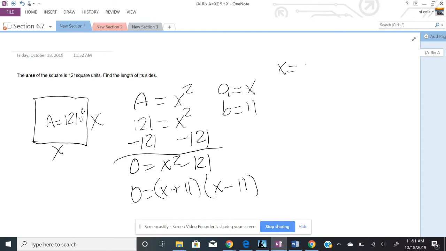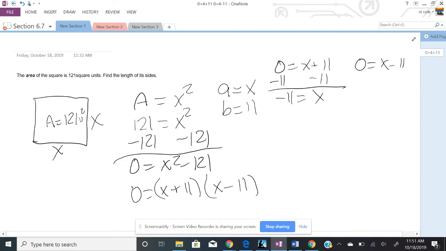So 0 is equal to x plus 11, and 0 is equal to x minus 11. Subtract 11 from the first, add 11 to the second. So negative 11 is equal to x, and 11 is equal to x. But here's the thing. This is a real life application problem. Can you have a negative length? No, you cannot. So this answer you cannot use. Your only answer is x is equal to 11.